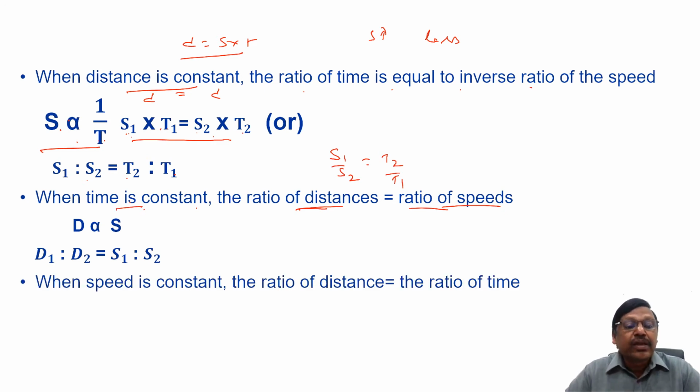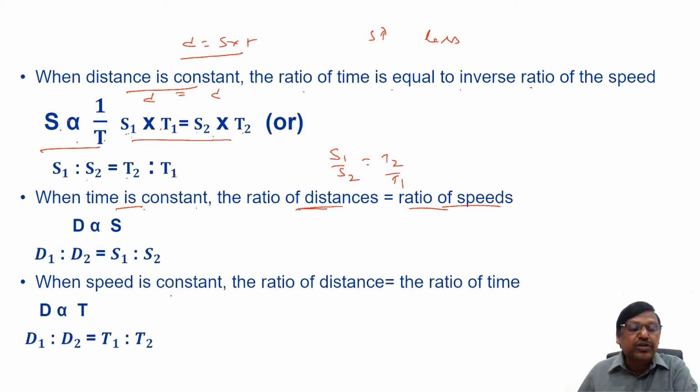Third one is when speed is constant, the ratio of distance equals ratio of time. If two people are traveling at the same speed, then whoever travels for more time will cover more distance, right? So distance is directly proportional to time. D1 is to D2 is equal to T1 is to T2. Only the first one is inverse relation, that you have to keep in mind.